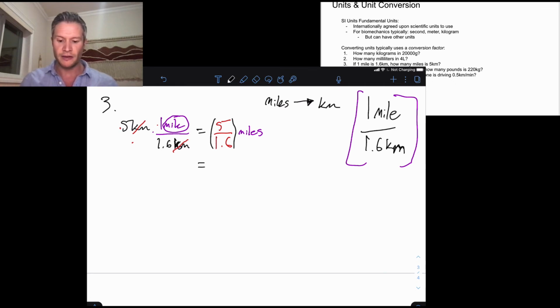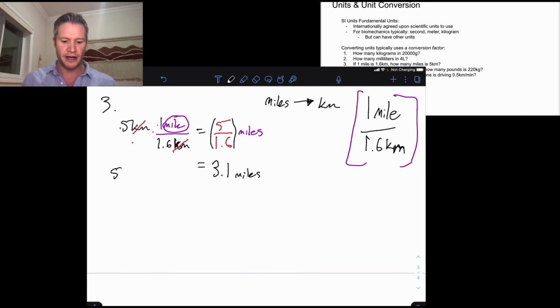And so 5 divided by 1.6 is 3.1225, I think. But if you were to just write 3.1, that's fine. Carry the miles down, and there you go. That's it. Again, you could flip it around and do the same.